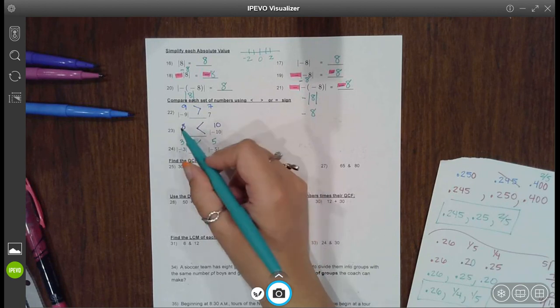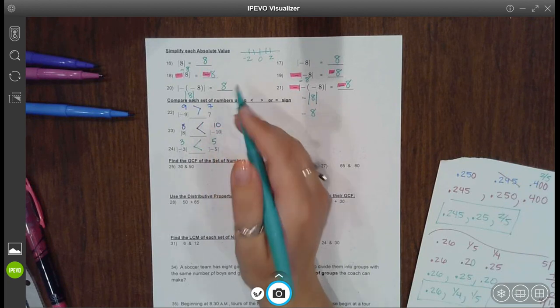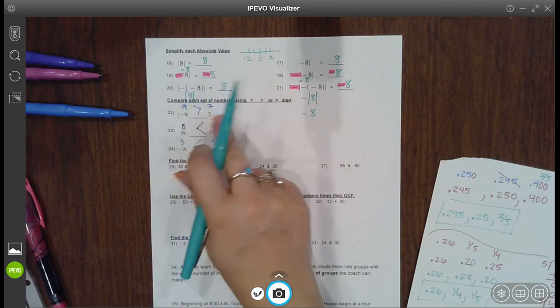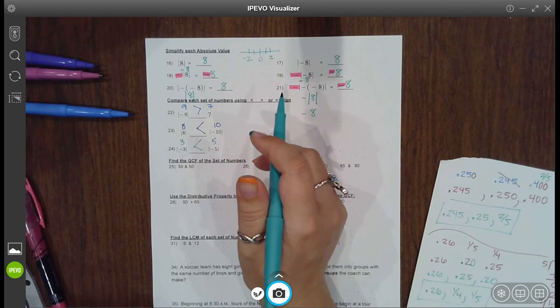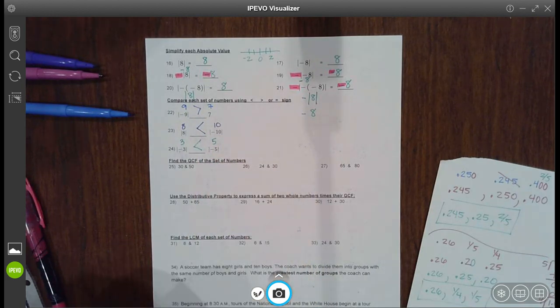5. 8 is less than 10. 9 is greater than 7. That's how you read the signs. You always read them going left to right. But also, to double check yourself, the great big open end should be facing the bigger number.